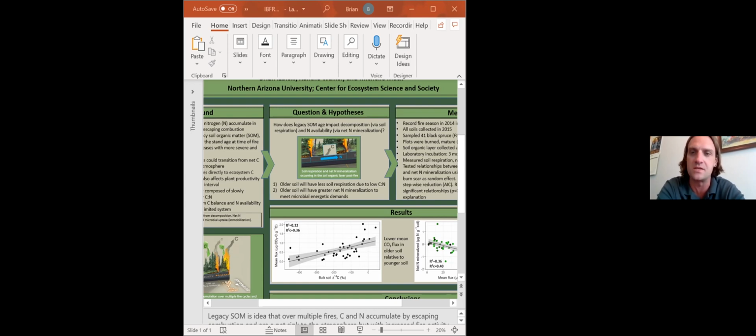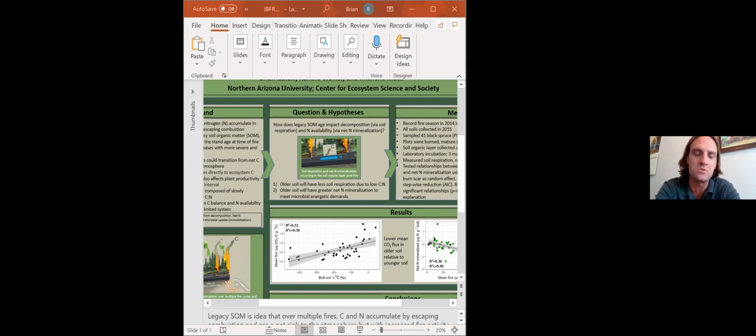So we asked, how does legacy soil organic matter age impact decomposition via soil respiration? And how does it impact nitrogen availability via net nitrogen mineralization? We expected that older soil would have less soil respiration and greater net nitrogen mineralization because of soil characteristics associated with soil age. So we collected soil from 7 fire scars in the Northwest Territories in 2015 after the record fire year in 2014. And with those soils, we performed a 90-day laboratory incubation.